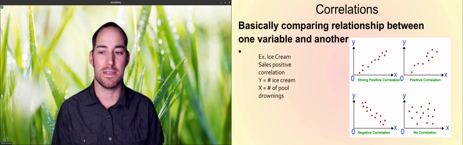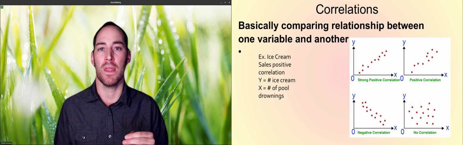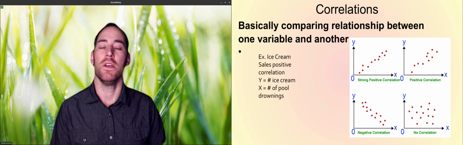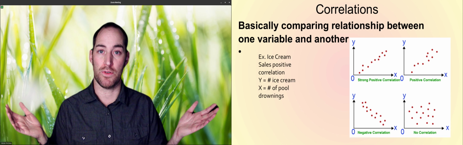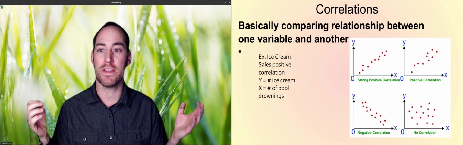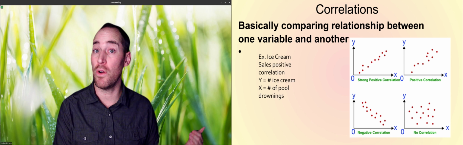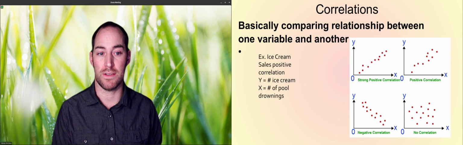No. It's that when you have days that are hotter, you tend to have more ice cream sold, and you also tend to have more people drowning in pools. So there is a cause that is separate. It's a third variable causing both of these variables.